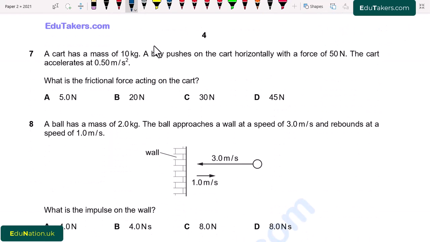Next, question number 7. A cart has a mass of 10 kilogram. So here the mass of cart is given, which is 10 kilogram. A boy pushes on the cart horizontally with a force of 50 Newton. The cart accelerates at 0.50 meter per second square. What is the frictional force acting on the cart? So first of all, I suppose that here is a cart.